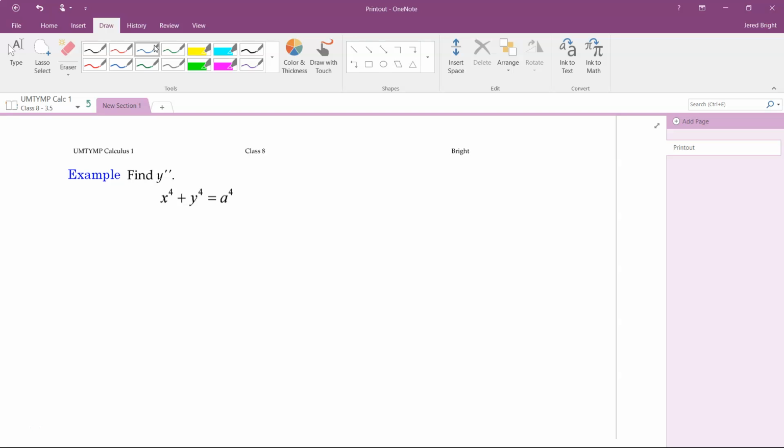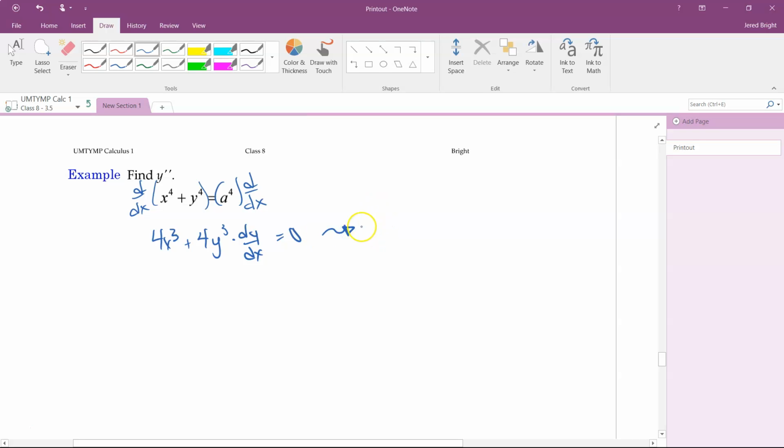We can find the derivative by, again, applying the differentiation operator with respect to x to both sides. So we would end up with 4x cubed plus 4y to the third times dy/dx, and then this would just equal 0. Okay, and we could find dy/dx per normal. dy/dx is going to equal negative x cubed over y cubed. Okay, that wasn't such a challenging task. And if we want, we can also say that that's y prime.